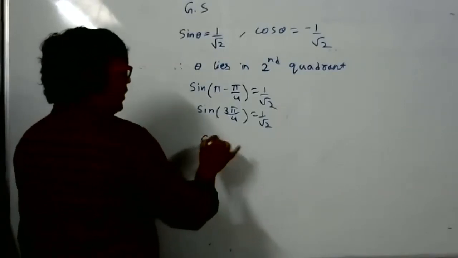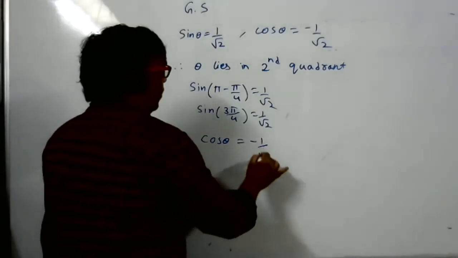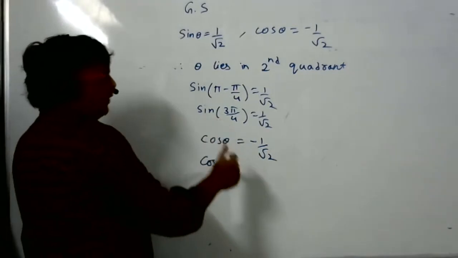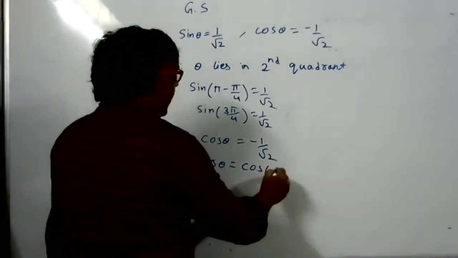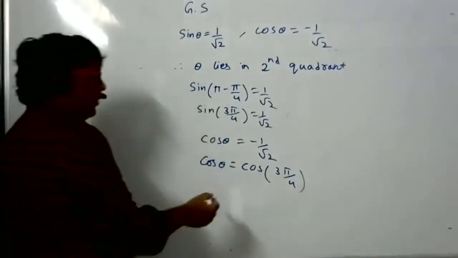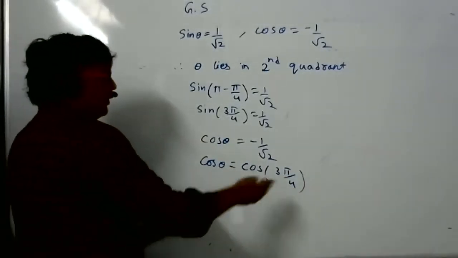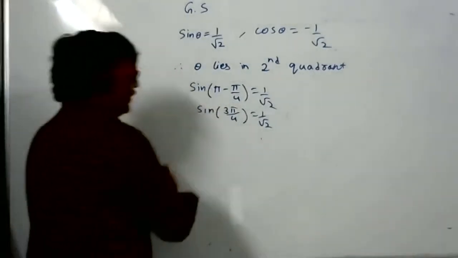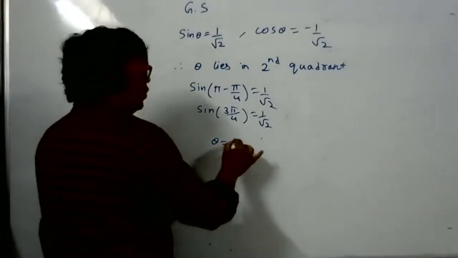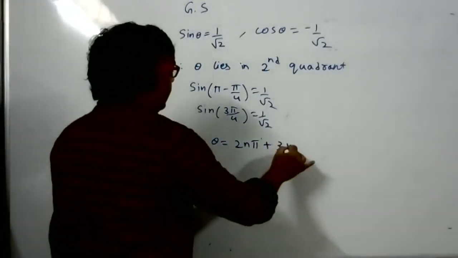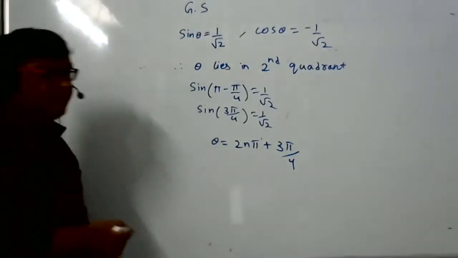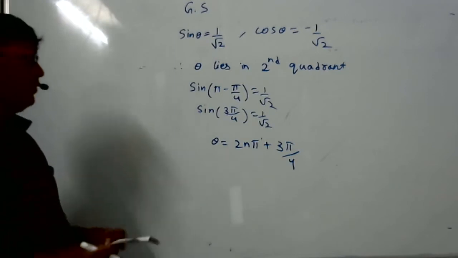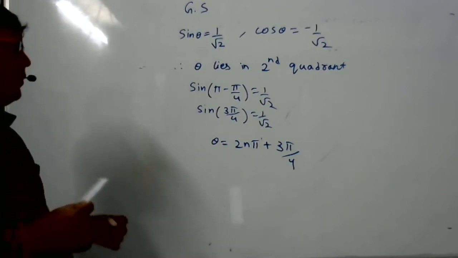So cos theta is equal to minus 1 by root 2. Already we found it is 3 pi by 4, so we can write cos 3 pi by 4. So we know the formula. Actually what answer they wrote here, they wrote the answer as theta is equal to 2n pi plus 3 pi by 4. This is the answer. Write down. If somebody is not understanding, you ask me. If somebody wants to discuss, you can discuss.